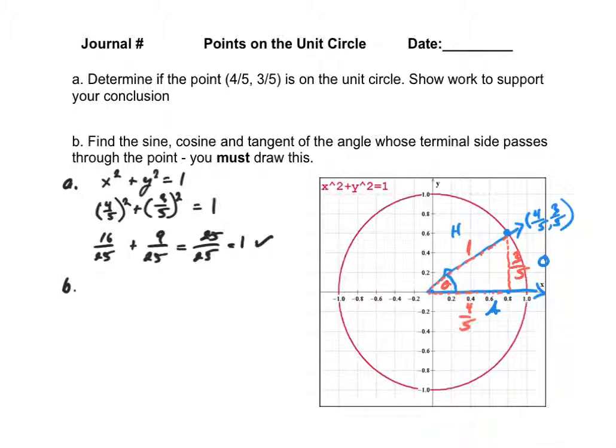So really, the sine of your angle is going to be equal to the opposite side, which is 3/5, over the hypotenuse. So that's the opposite. This is the hypotenuse. And because the hypotenuse is 1, it's really just the opposite side. And the opposite side is the y-coordinate.